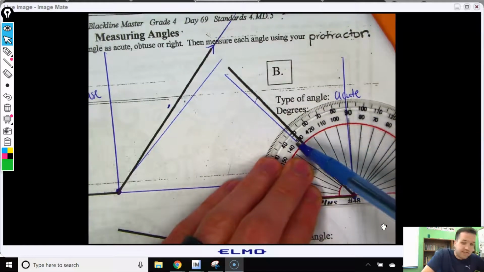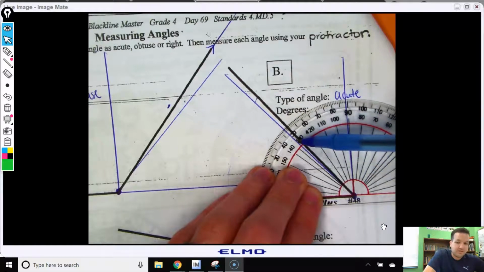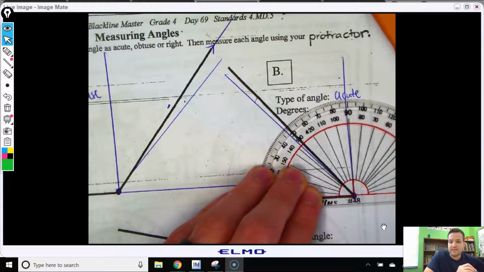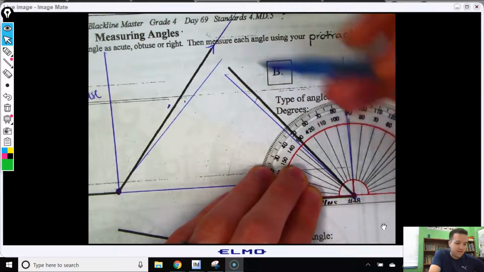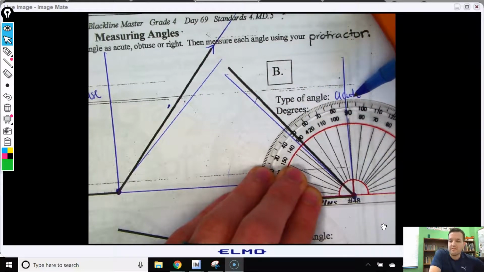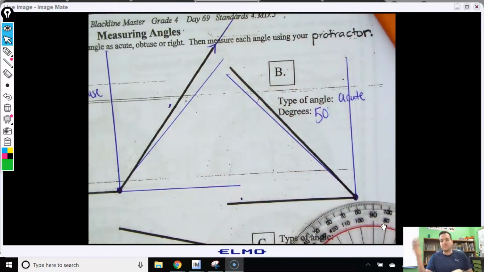And I can see, wow, would you look at that? My angle, that ray is going right through the 50. So I actually was dead on when I made my estimation. It's 50 or 130. Obviously, it can't be 130 because it's an acute angle measurement, so I would say 50 degrees. Again, you have 5 degrees above or 5 degrees below that I would accept. So like all the way up to 55 or all the way down to 45 would be acceptable.